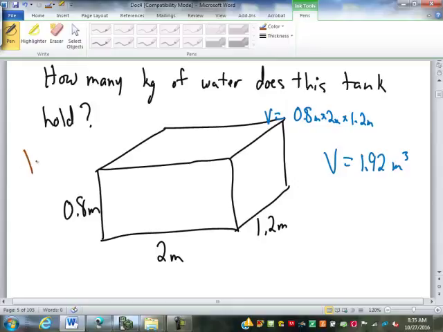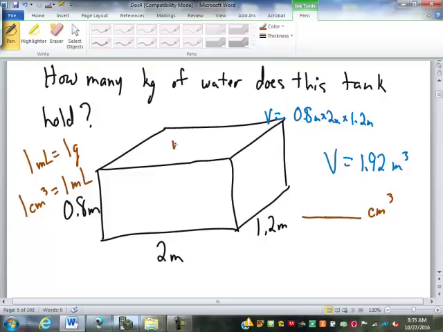Now we do have a relationship between mass and milliliters. We know that 1 milliliter of water has a mass of 1 gram. But we're not in milliliters. Milliliters is a unit of capacity. We're in units of volume. So we've got to somehow change our volume to capacity. But we do have the relationship that 1 cubic centimeter equals 1 milliliter. So I need to change this from cubic meters into cubic centimeters.